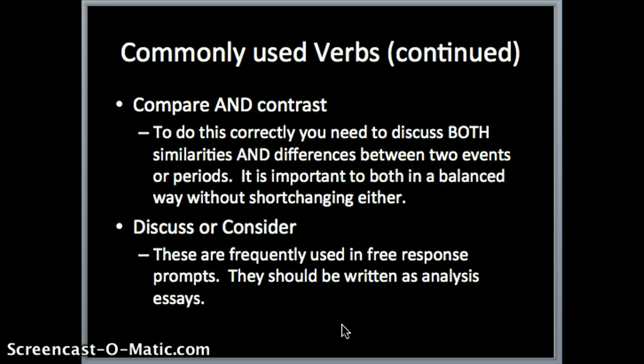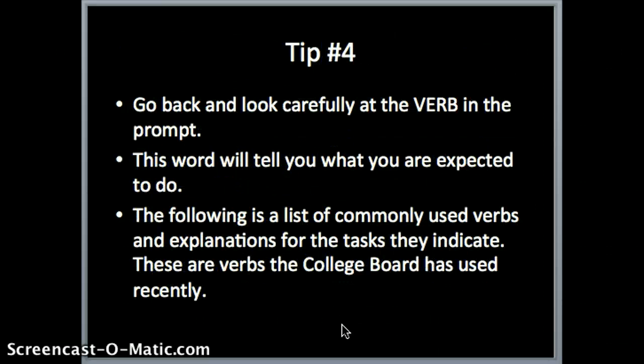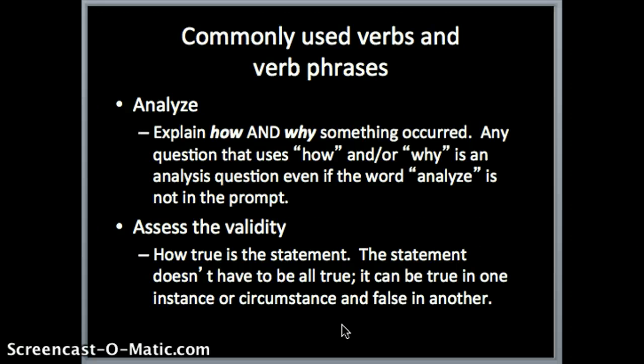Compare and contrast. To do this correctly, you need to discuss both similarities and differences between two events or periods. It is important to do both in a balanced way without shortchanging either. The other words that are often used are discuss or consider. These are frequently used in free response prompts, so they should be written as analysis essays. And if you remember, analysis essays focus on how and why something occurred.